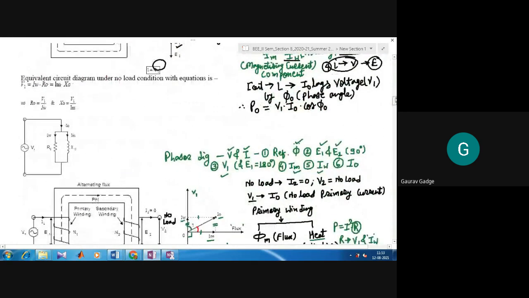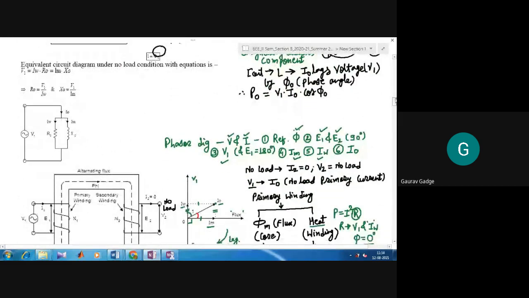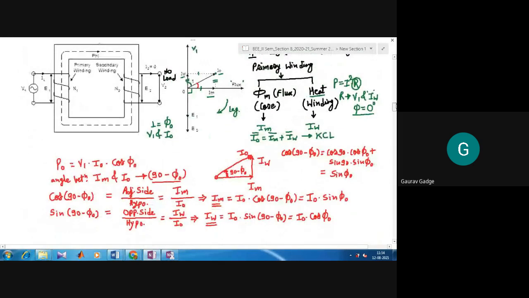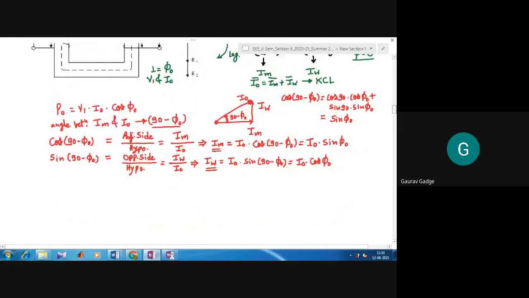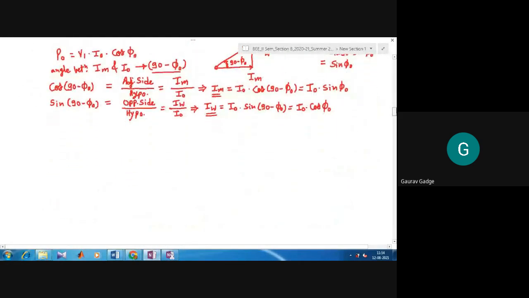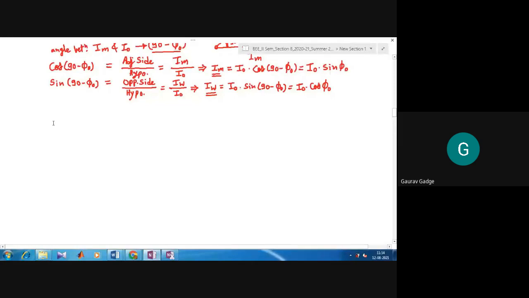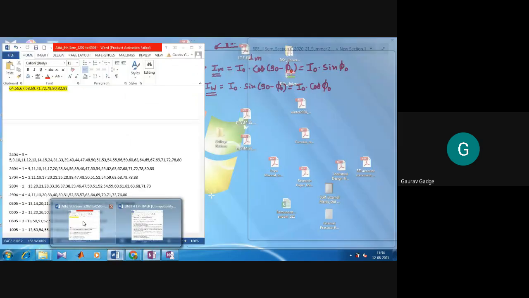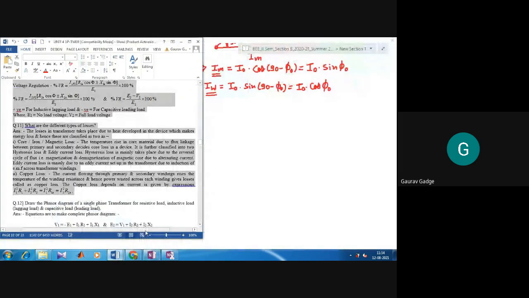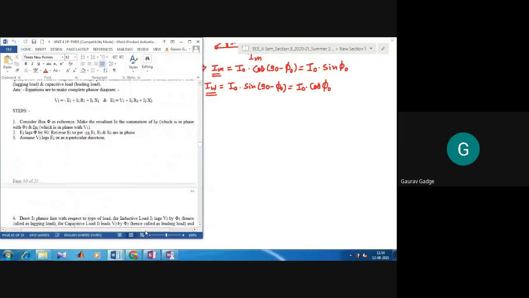Now we can make the circuits. Like there is the equivalent circuit generally drawn from that. I don't want to give you that equivalent circuit because it is unnecessary and will increase your confusion. Okay. So I think that's all with this, that's all with this transformer under no load condition.